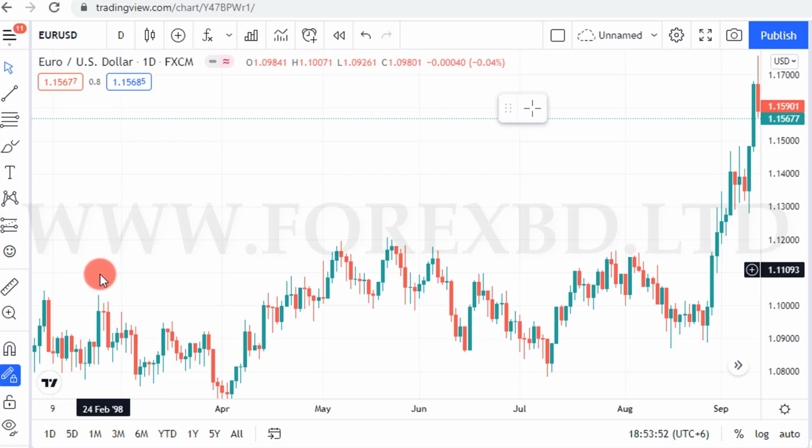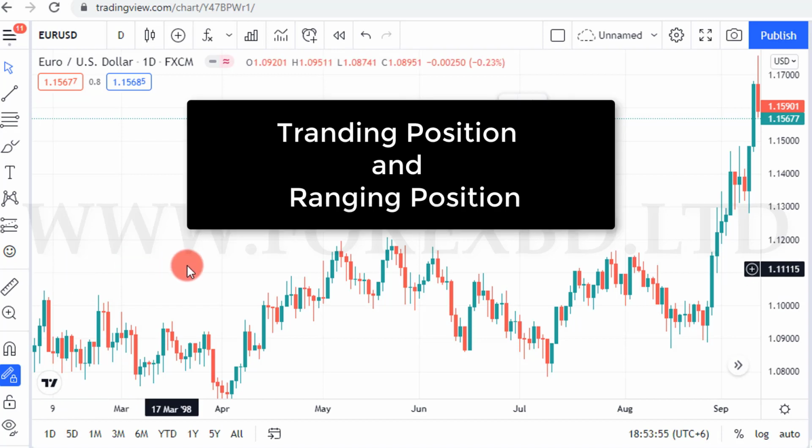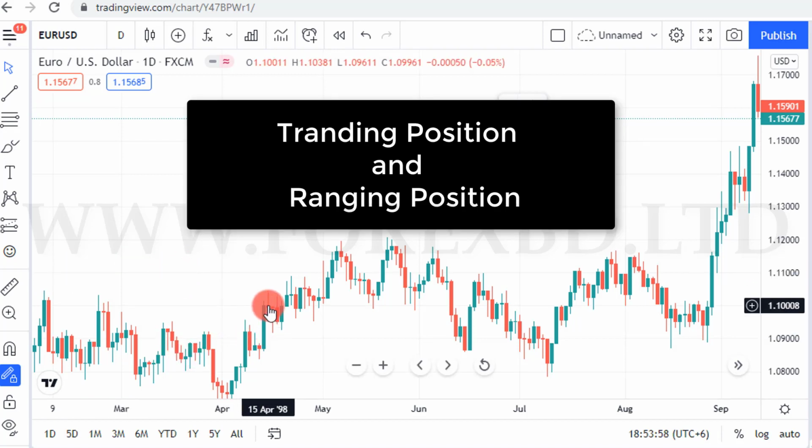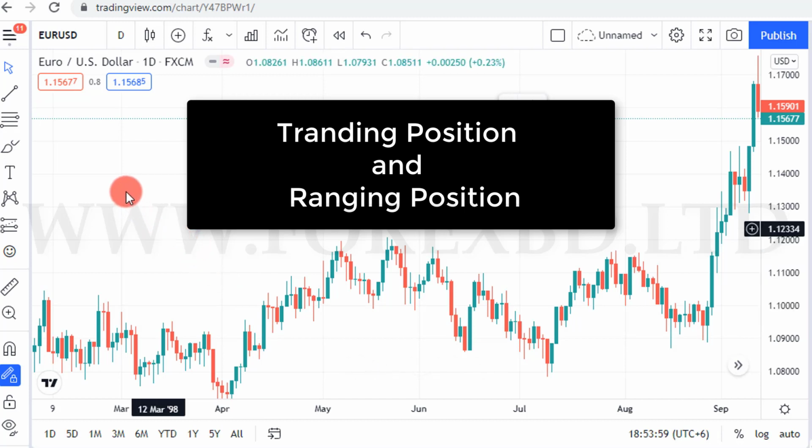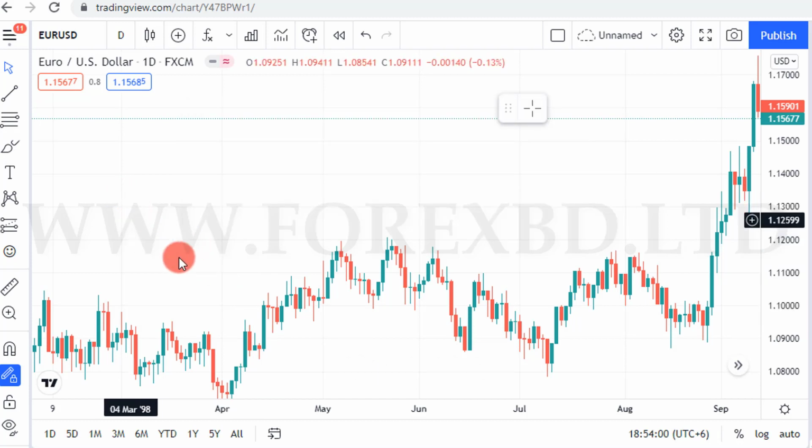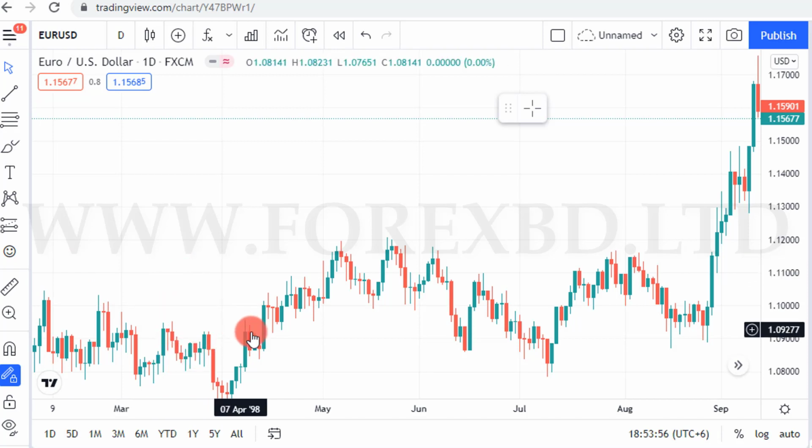You may know that the market is usually in two positions. The first one is the trending position and the second one is the ranging position. There is movement in the market in the trending position, and so it's easy to make a profit at this time. But sadly, the market is in a trending position only 30% of the time, and the remaining 70% of the time it is in the ranging position, and it's very difficult to make a profit in this ranging position because the market is in a range at such a moment.